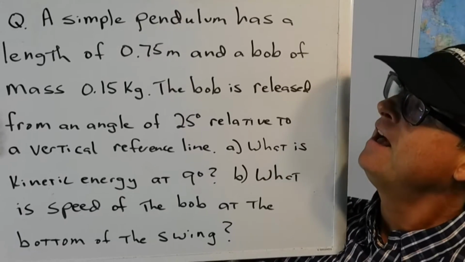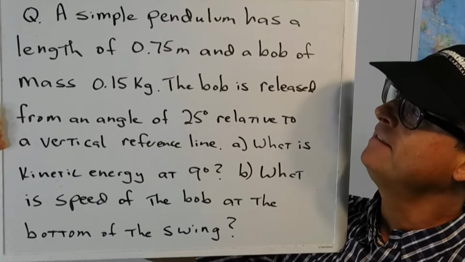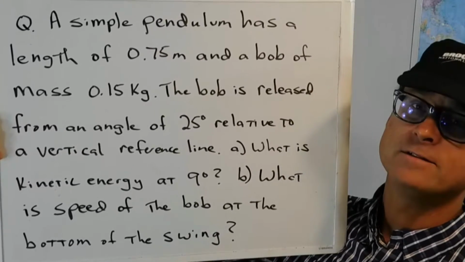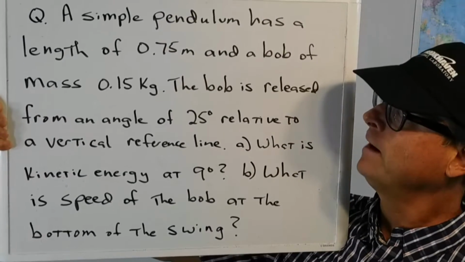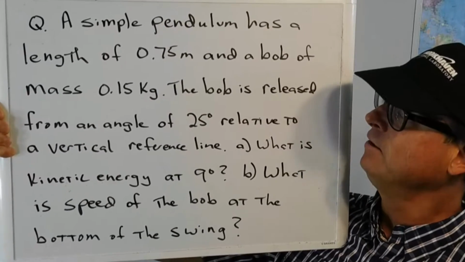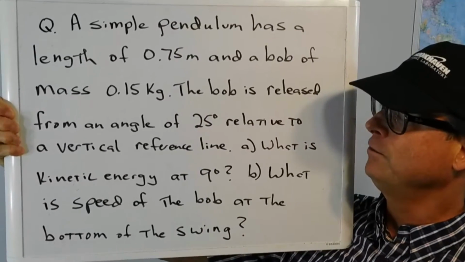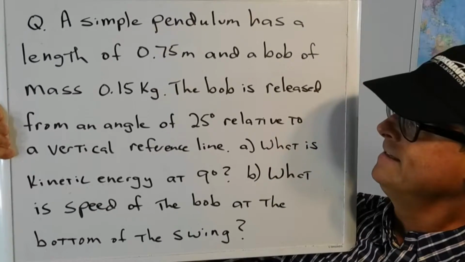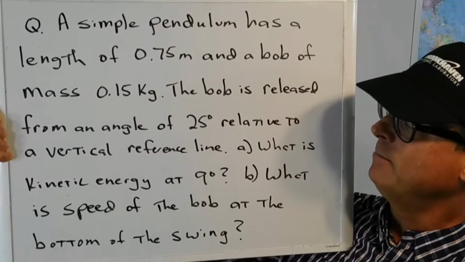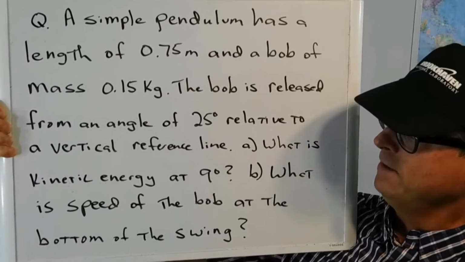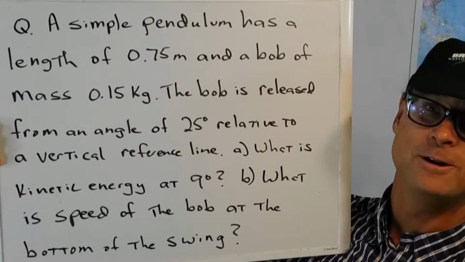A simple pendulum has a length of 0.75 meters and a bob of mass 0.15 kilograms. The pendulum bob is released from an angle of 25 degrees relative to a vertical reference line. A. What is the kinetic energy of the bob at 9 degrees? And B. What is the speed of the bob at the bottom of the swing?